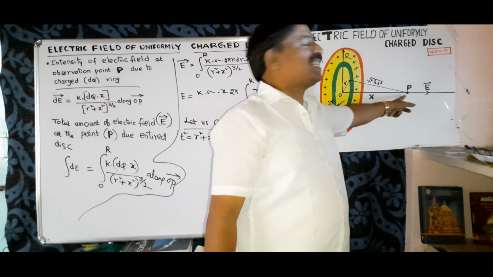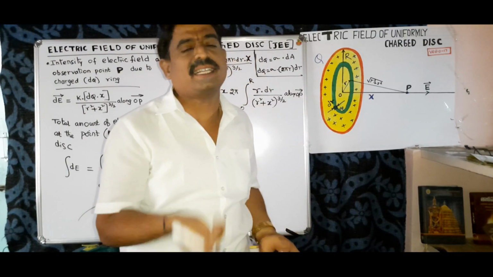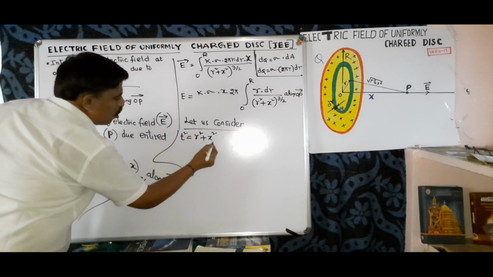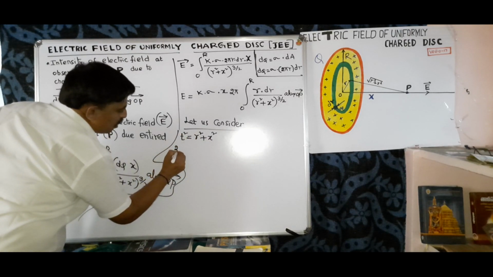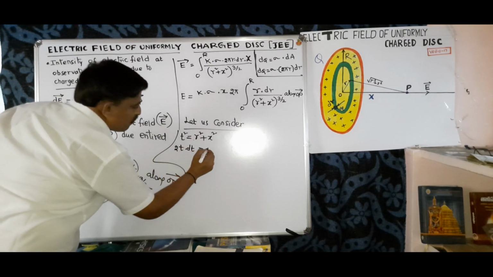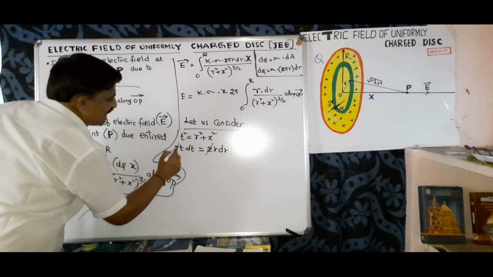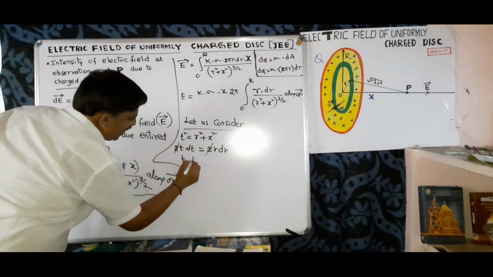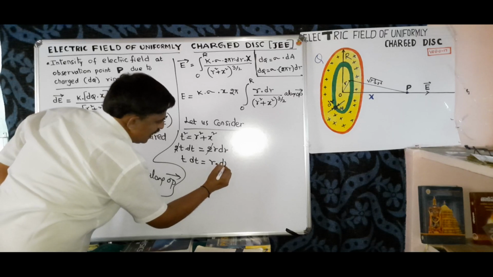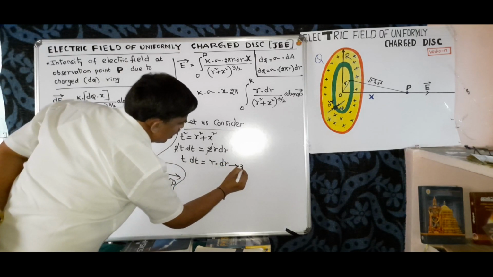X represents a distance. It is 10 cm, 20 cm or 30 cm. It is constant. X is constant. Differentiating on both sides, t square ka differentiation is 2t dt. R square ka differentiation is 2r dr. 2 gets cancelled. T dt is equal to r dr. This is equation number 3.